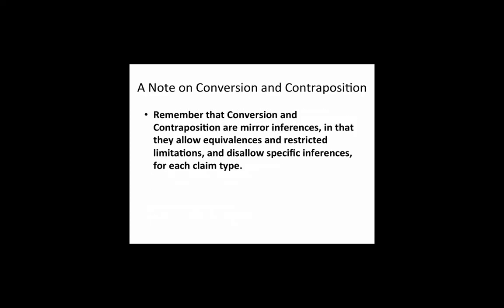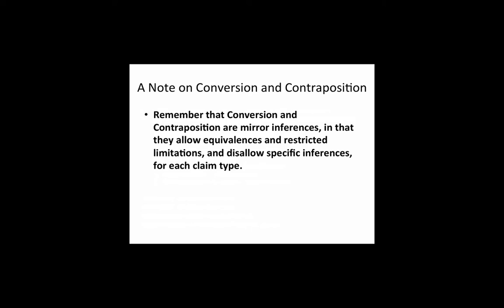Remember, I noted that conversion and contraposition are mirror inferences. Conversion is valid on both interpretations for E and I. Contraposition is valid on both interpretations for A and O. Conversion is never valid for O propositions. Contraposition is never valid for I propositions. Conversion is valid by limitation on the traditional interpretation only for A propositions. Contraposition is valid by limitation only on the traditional interpretation for E propositions. Oh boy, that's a lot to think about.